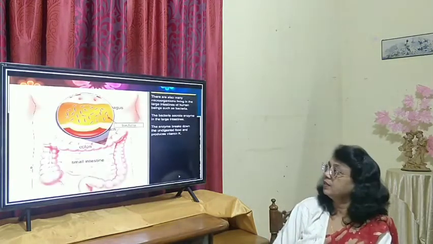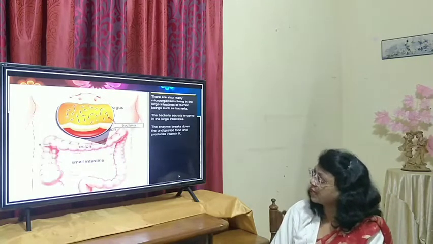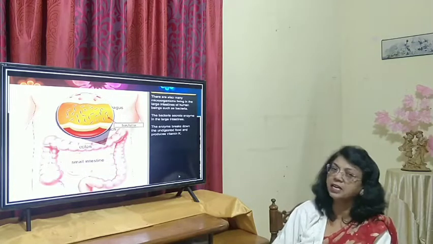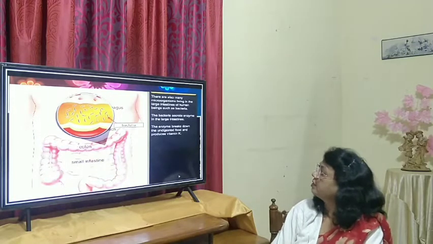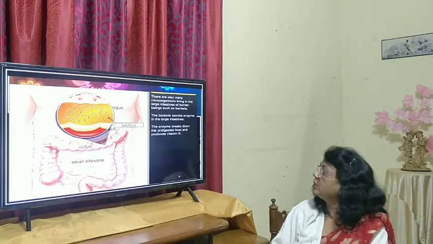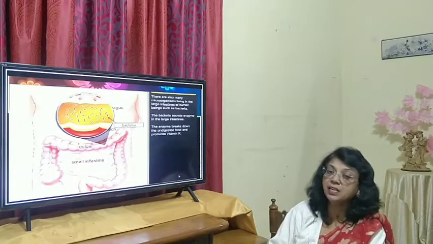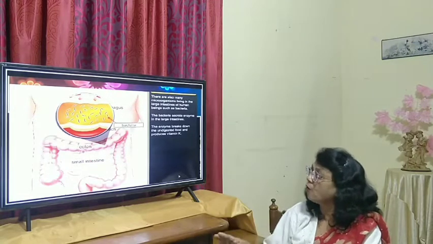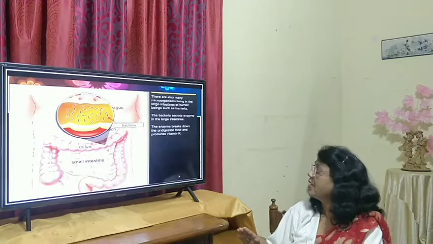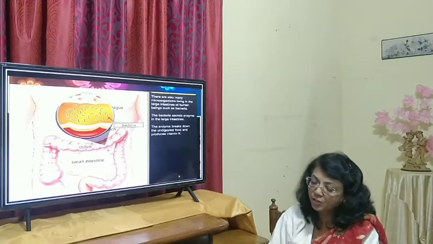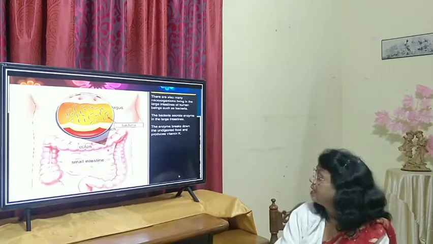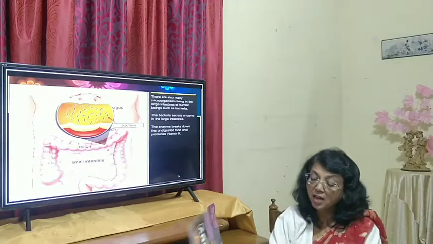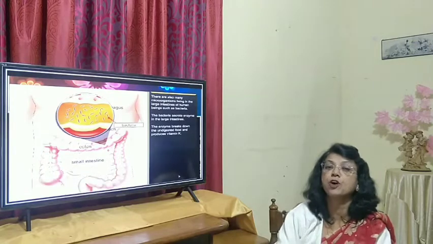Now in this picture, you can see the digestive tract of the human beings. Basically, the small intestine and the large intestine is shown here. So, as I told you earlier, the bacteria Escherichia coli inhabits the intestine of human beings and it is helpful in the production of vitamin K, which is helpful for the digestion and for absorption of food.